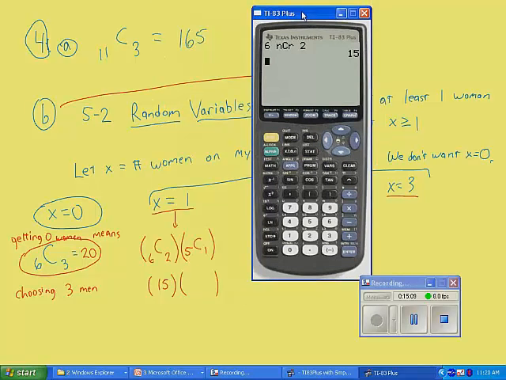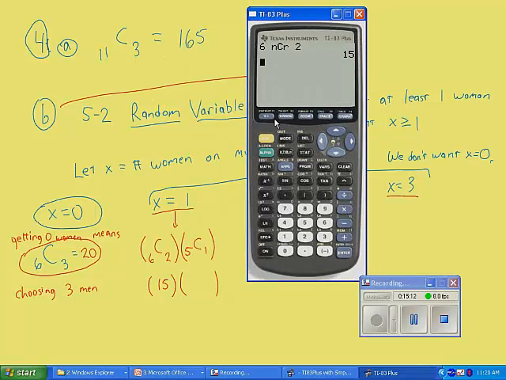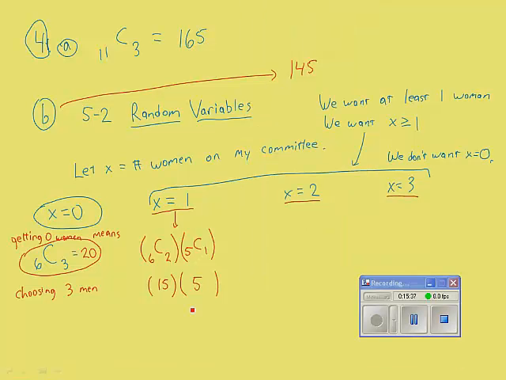Am I going too fast on the calculator right now? No? Okay, good, because you've seen this, so I want to go fast so that we can get to the math instead of the calculator. 5, and I'm going to choose 1. How many ways can you choose 1 from 5 people? I should have known that. If you have 5 people and you're going to choose 1, how many ways can you do it? I knew that. I didn't need a calculator for that. All right. So, how many ways could I choose 1 woman and 2 men from this group of people? 5 times 15 is 75.